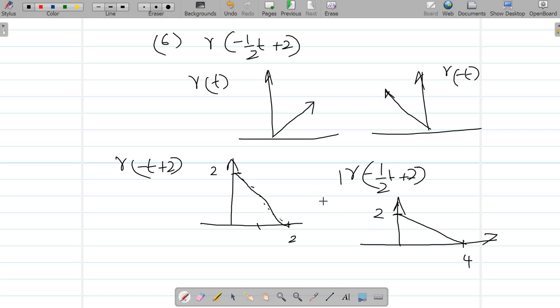Okay, so this is about this example. In the next video we'll take up and discuss very different types of signals. So we'll stop here. Thanks.